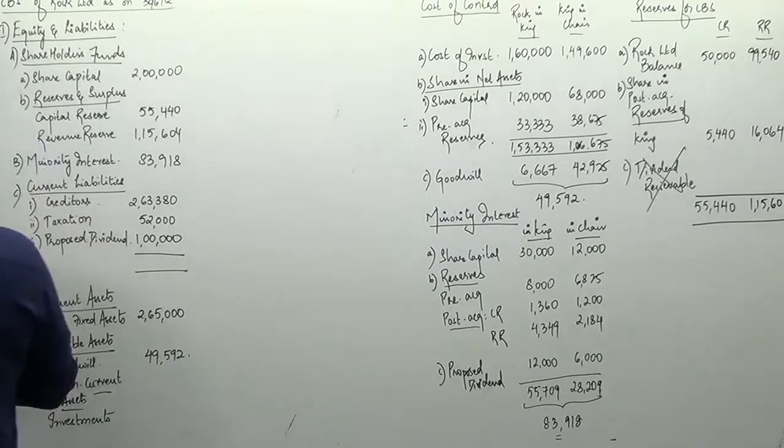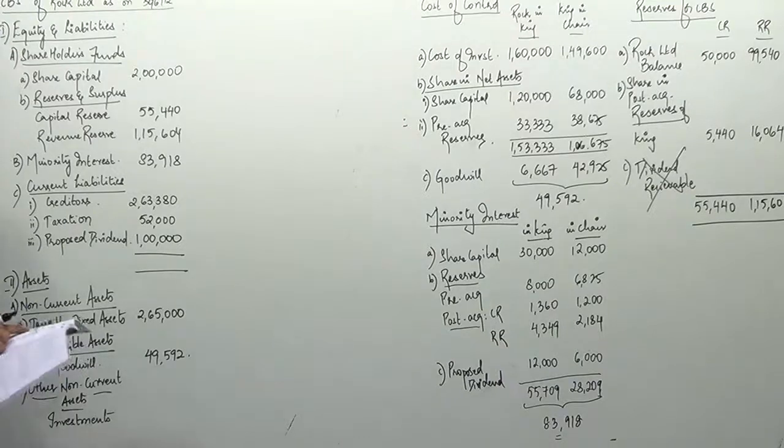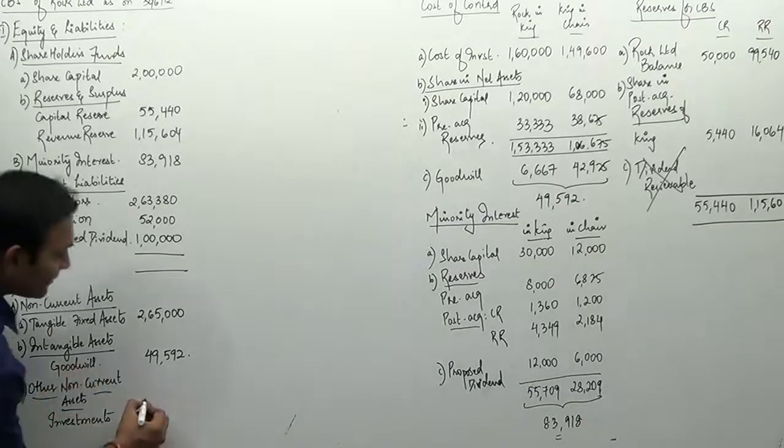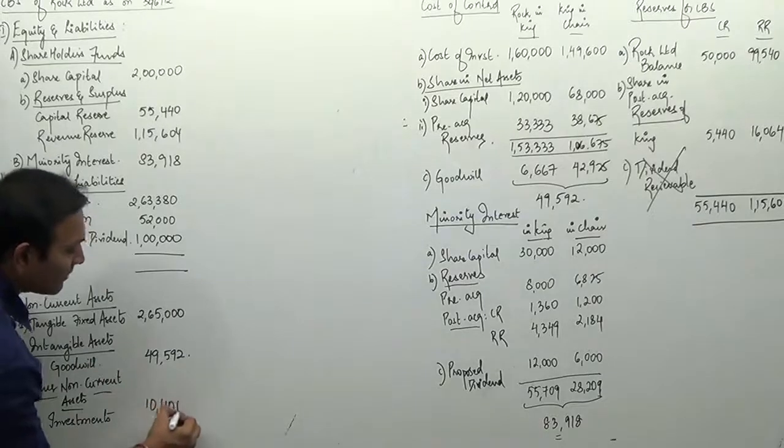Check. Rock Limited investment 1,60,000 is completely the investment in share. But King Limited's investment in Chair Limited, 1,50,000. Investment in share is 149,600. 400 rupees plus Chair Limited 10,000. Total is 10,400.